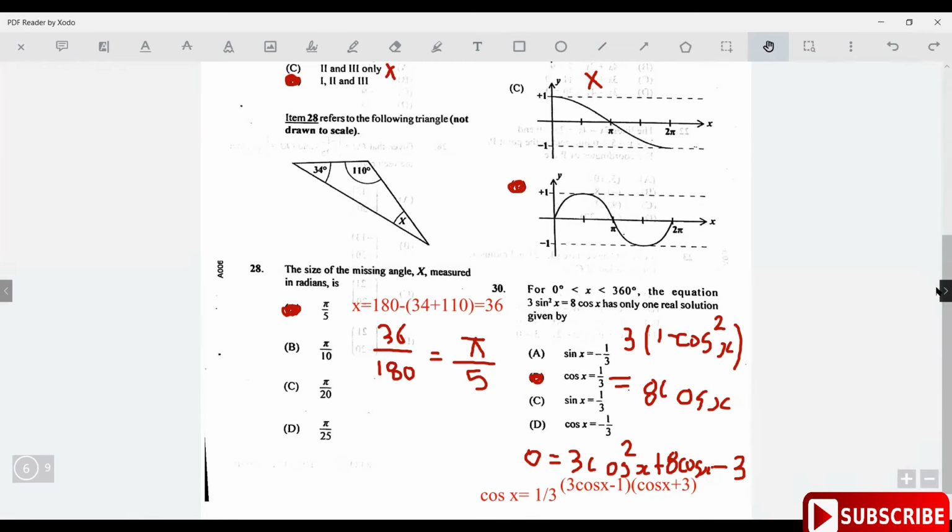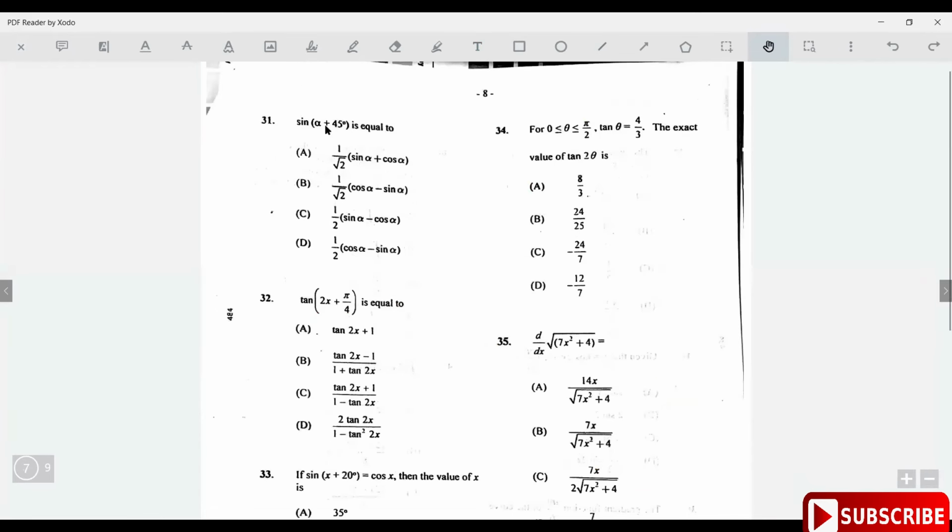Next question. Once you look at this question, I just want you to know straight away that it has to be something with 1 over root 2, because the sine of 45 is 1 over root 2. And then you have to notice with sine, when you do the expansion with the compound angle formula, the plus has to be maintained. So it has to be option A.